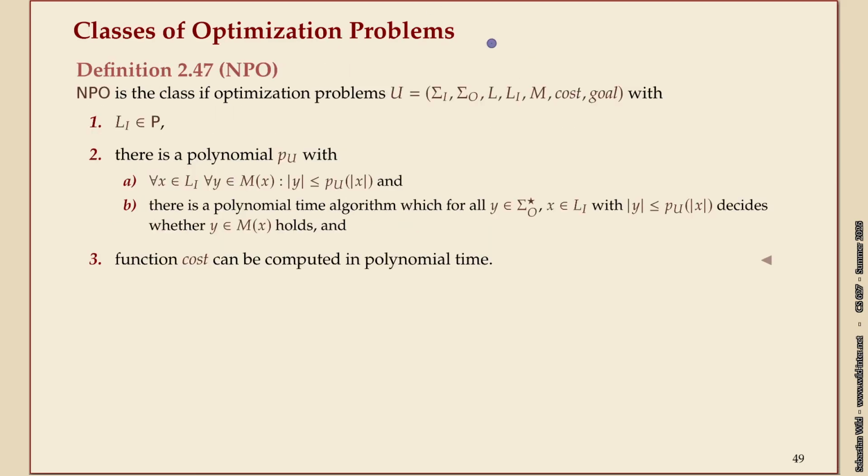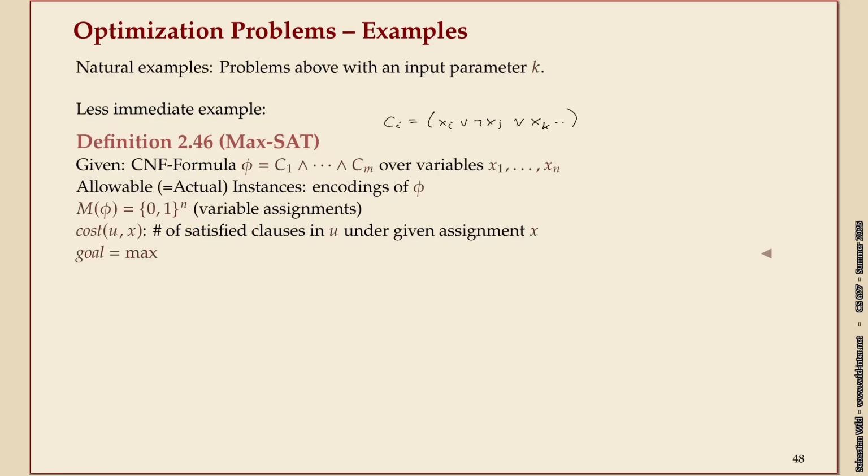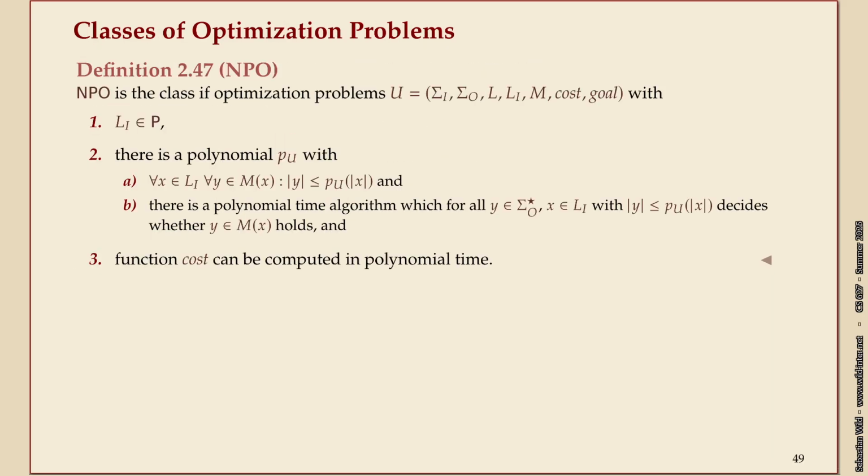Okay, so far optimization problems were very general. Now let's try to pin down the efficiency. Do we have NP first? Yeah. Okay, so the first restriction is the equivalent of NP, and NPO is the equivalent optimization problems class.